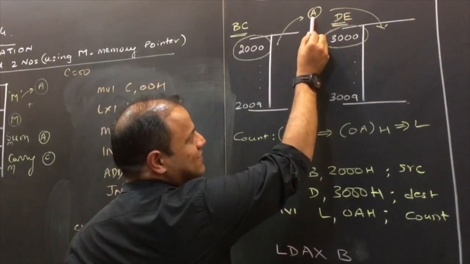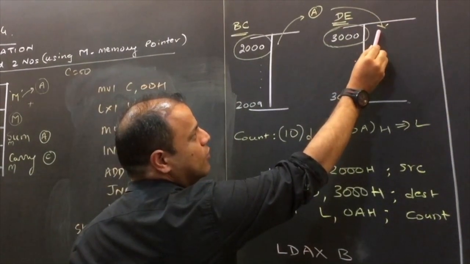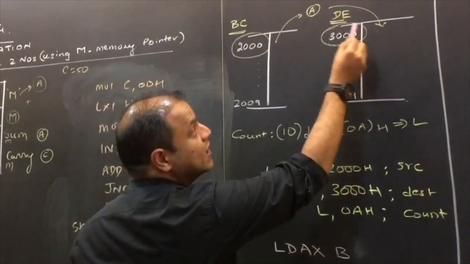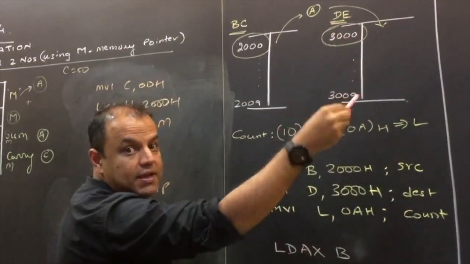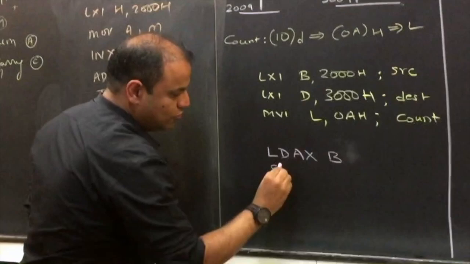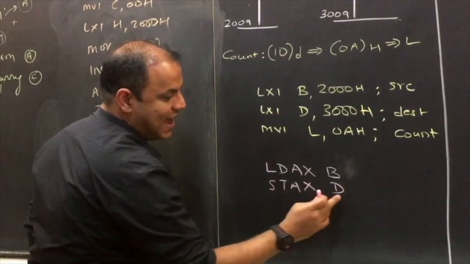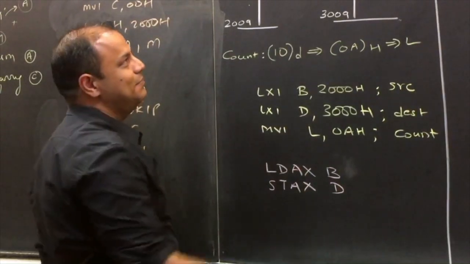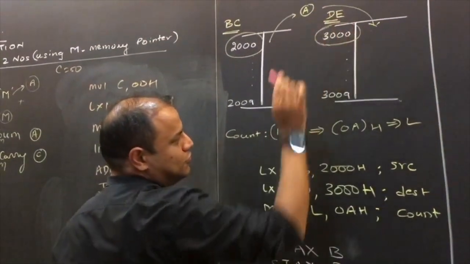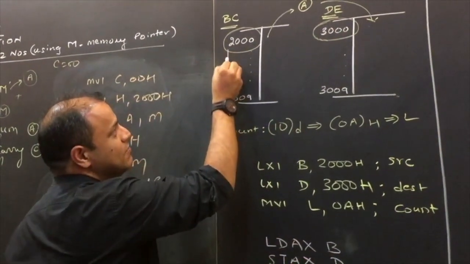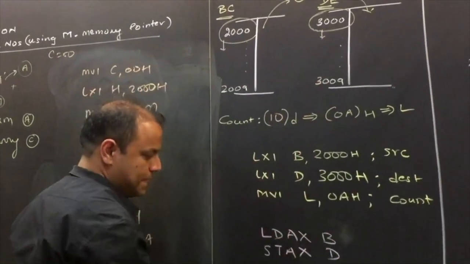Now once the data has come in A, store it at the location 3000, no. At the location pointed by DE pair. So it can be any location in the loop. So store it, STAX D. Store A at the location pointed by DE pair. So you got the data from 2000, store it at 3000. Immediately increment both your pointers. Come on.